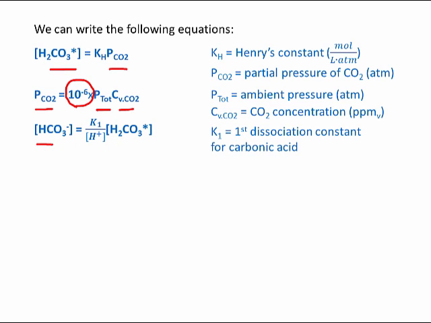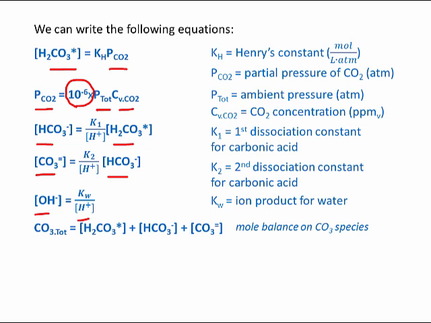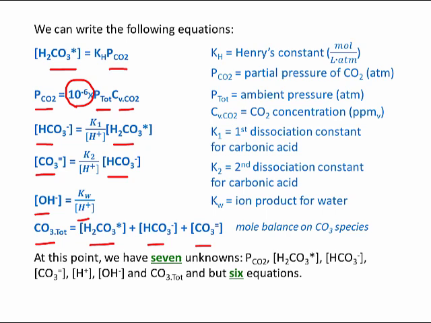We have the equilibrium between bicarbonate and carbonic acid, the equilibrium between carbonate and bicarbonate, and of course the equilibrium between hydroxide and hydronium or protons, the ion product of water. We can do a summation for the total inorganic carbon content of the water droplet as the carbonic acid or dissolved carbon dioxide plus bicarbonate plus carbonate. So at this point, we have 7 unknowns, but we have 6 equations.